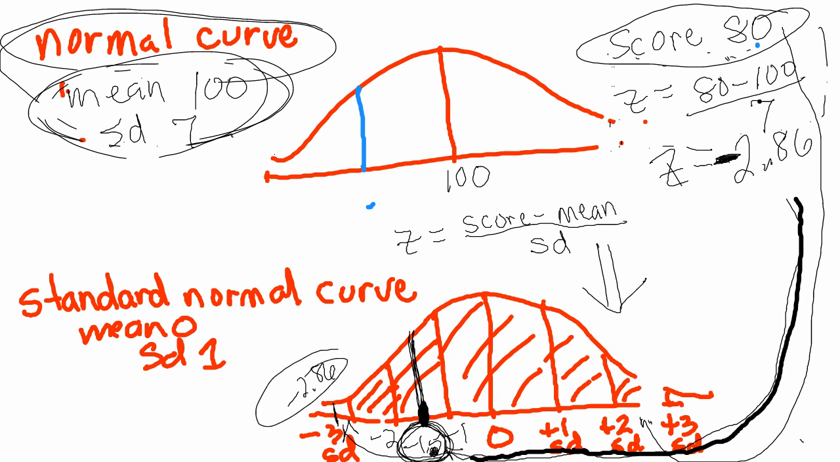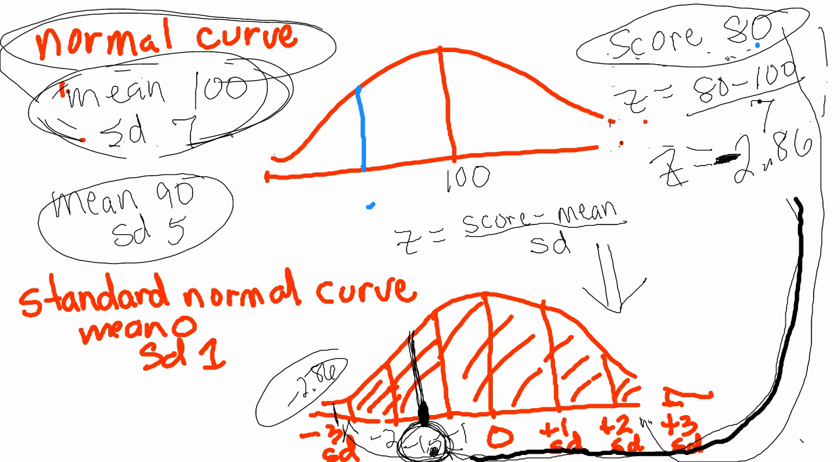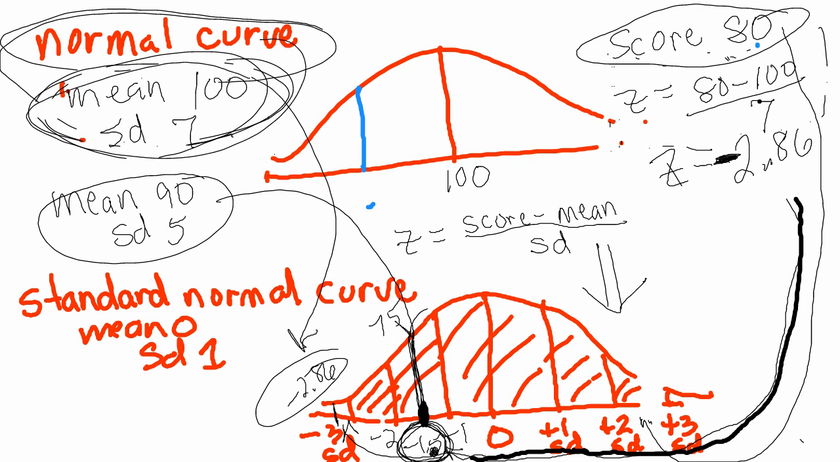Okay, so here's the point, though. The point is that this negative 1.5 came from a different test. That came where the mean was 90 and the standard deviation was 5. So that score of 75 ended up here, and this score ended up way down here of 80. And now we can compare those two tests where they lie on the standard normal curve.